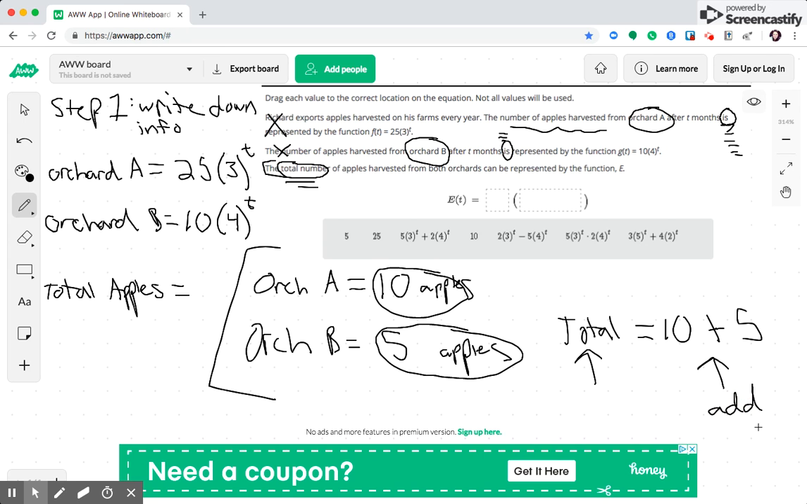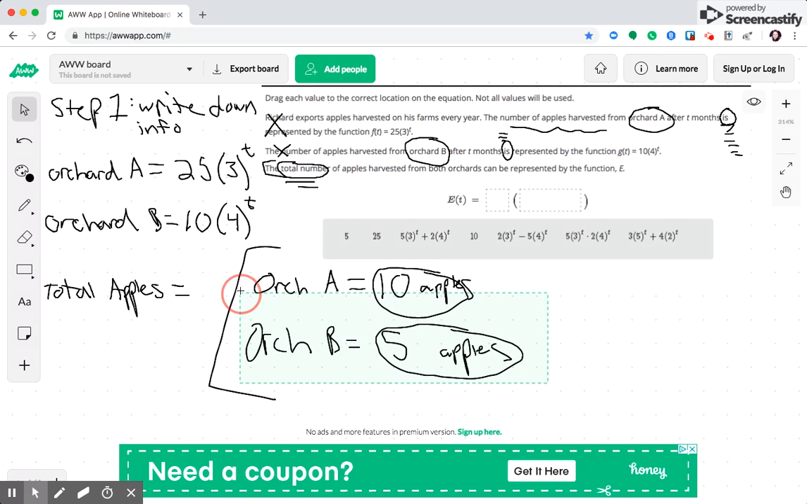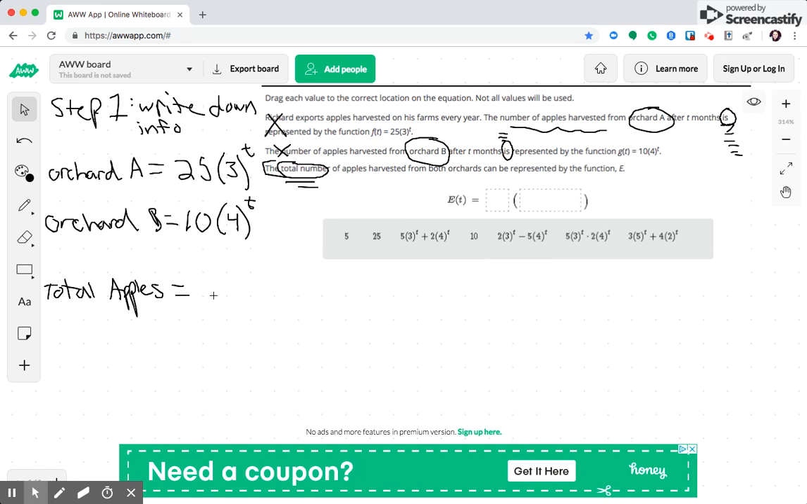That's pretty simple, we add. Well, we're going to do the same thing with our expressions, okay? So don't freak out, we're just going to use the same process, only with our expressions. Hopefully that was helpful and not more confusing. So the process we're going to do is add to find the total number of apples. So to find the total number of apples, we're going to add orchard A plus orchard B, right? That's how we define the total number, just addition.